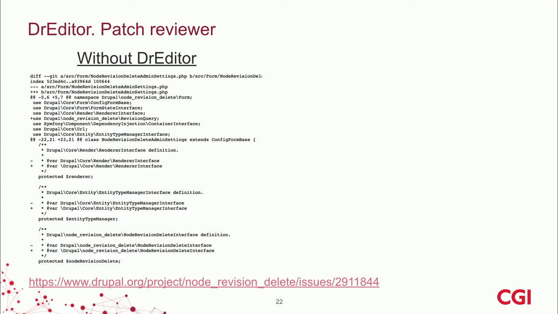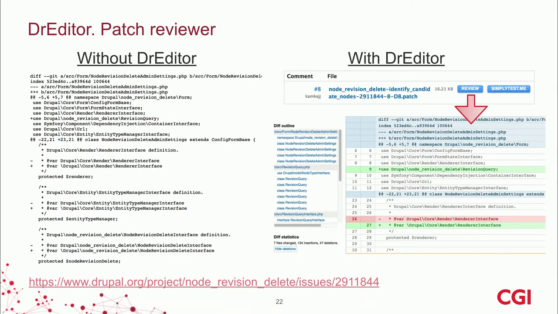Have you reviewed a patch for a project before? Yes? It's something like this. It's very hard to see what has been changed, what are the new lines, what are the deleted lines. But with Dear Editor, you will see something like this. There is a button that says review. When you click the button, you will see in green the new lines that will be added, and in red the lines that are deleted in the patch.